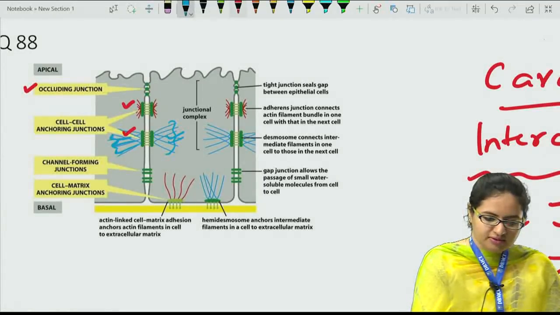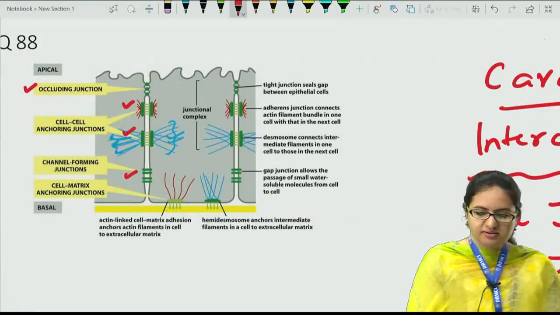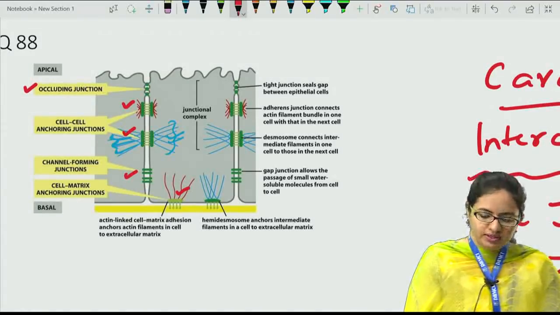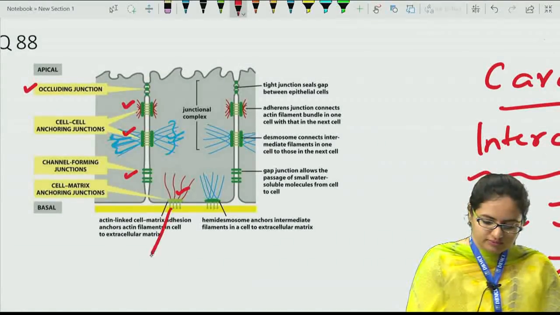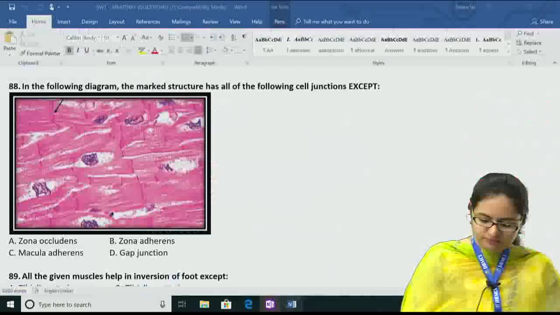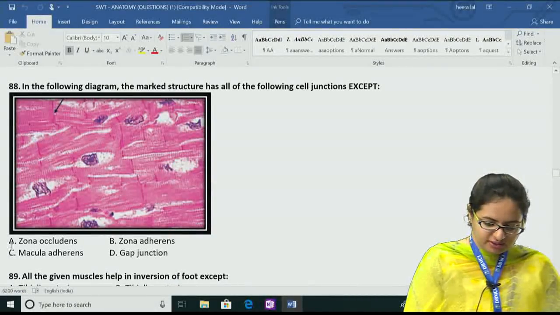Then another type has been shown over here. This is the gap junction. And this junction, which is towards the basal lamina, or we say towards the basement membrane, is the hemidesmosome. This is the hemidesmosome. So for question 88, the answer is A.